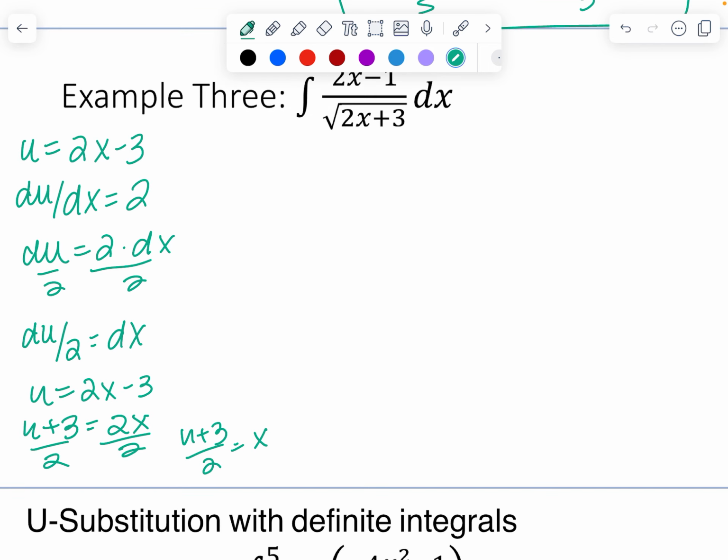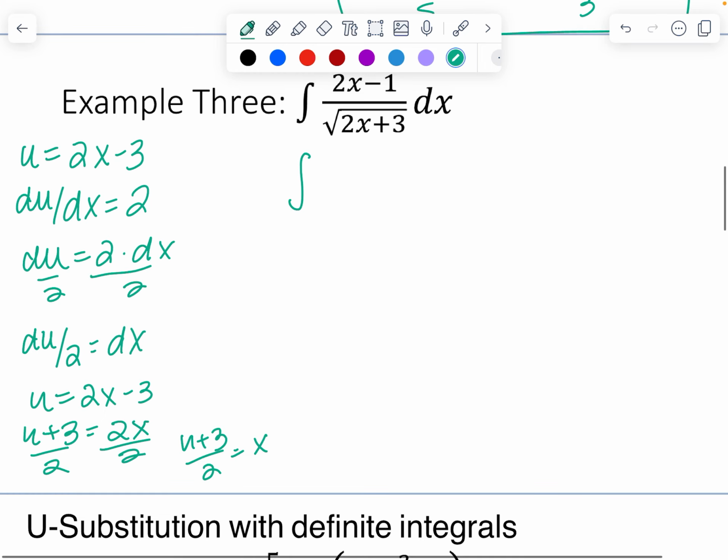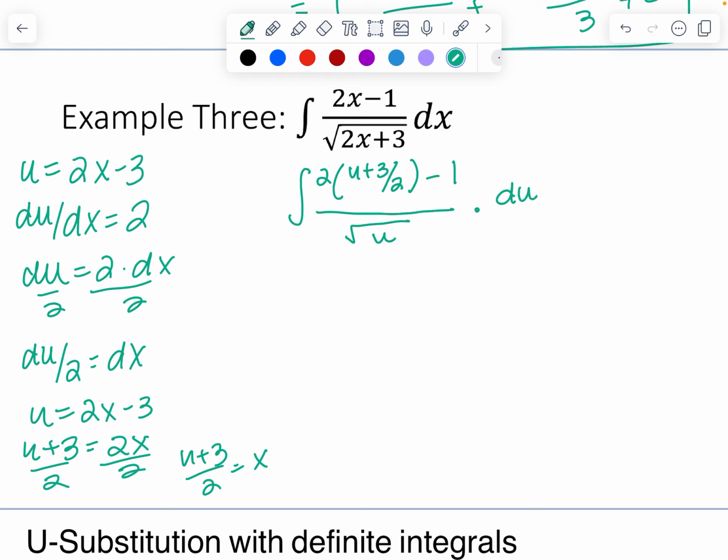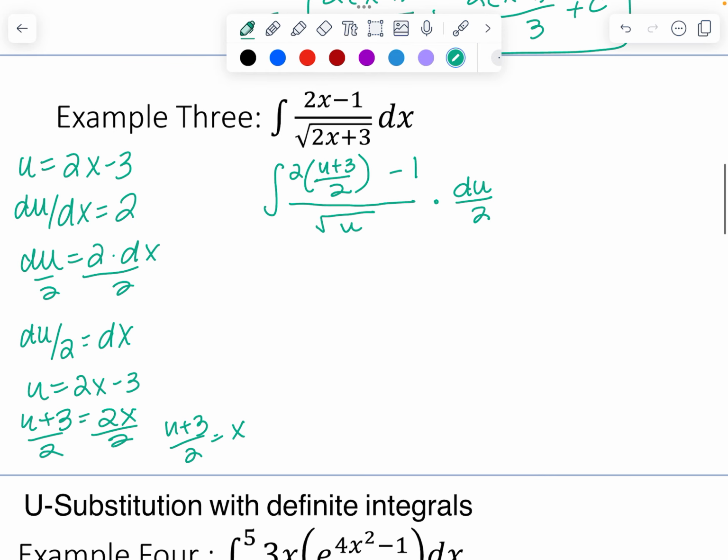So from here, I'm going to replace x with u plus 3 over 2 minus 1, and then I'm going to make it square root of u. And then dx is du over 2. So this looks very messy right now. Let's just go ahead and see what we can do with this, clean this up a little bit. Sorry, this 2 here should have been like this. Okay, so let's just clean this up a little bit.